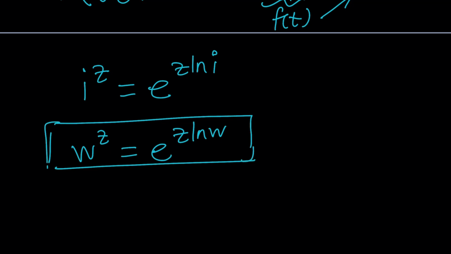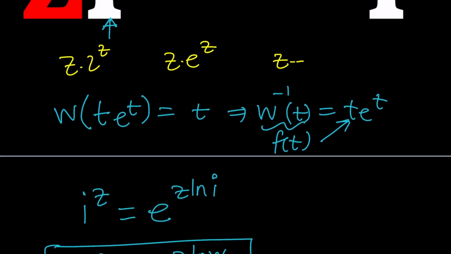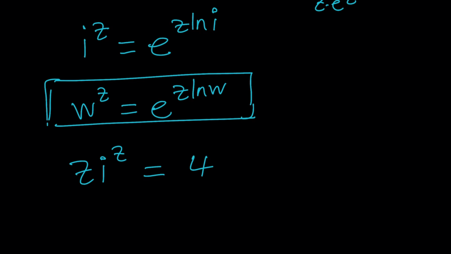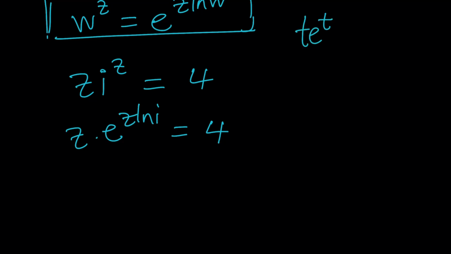So now we got e to the power z ln i, which is nice because at least we got closer to something like z e to the z, because we have a z and then we have an e. Let's go ahead and do that conversion. z i to the z equals 4. Awesome. Now we're going to replace i to the z with e to the z ln i, so it's going to be z times e to the z ln i equals 4. So far I only converted i to the z to something else, and now I'm going to go ahead and make our t e to the t.